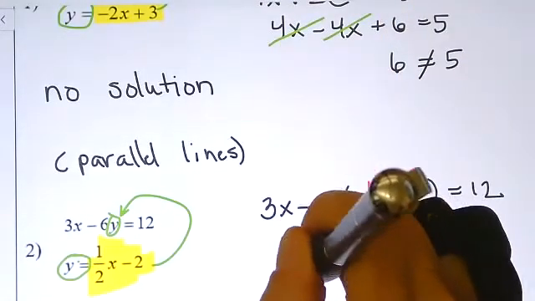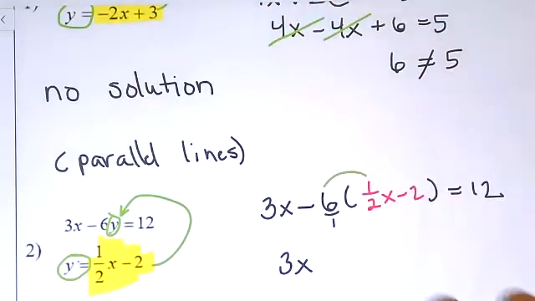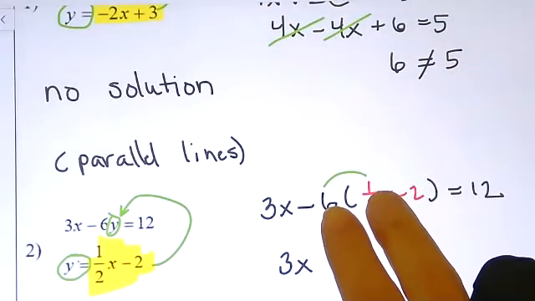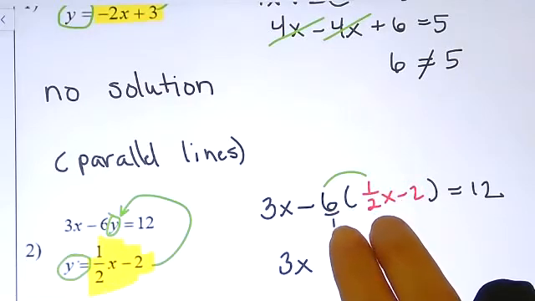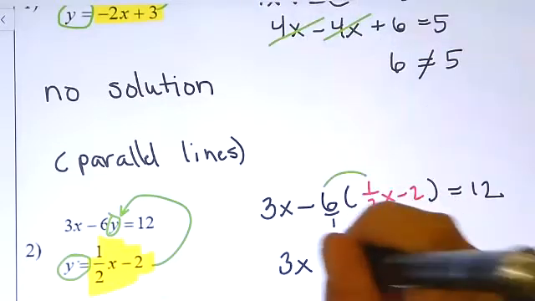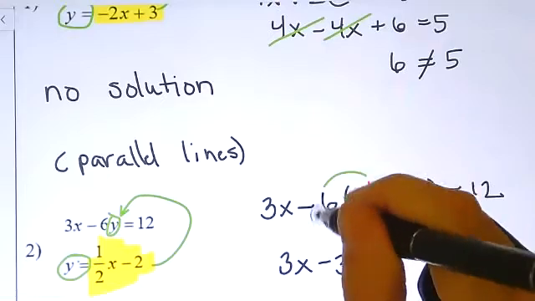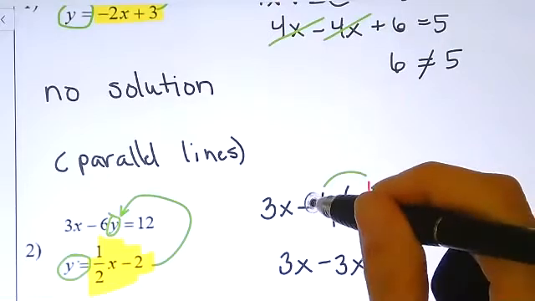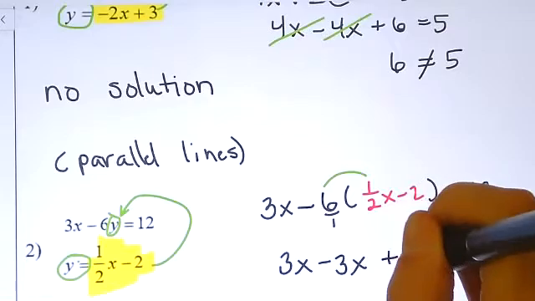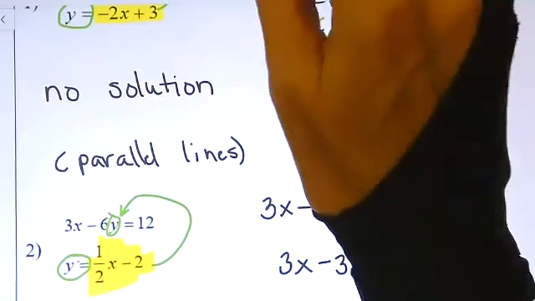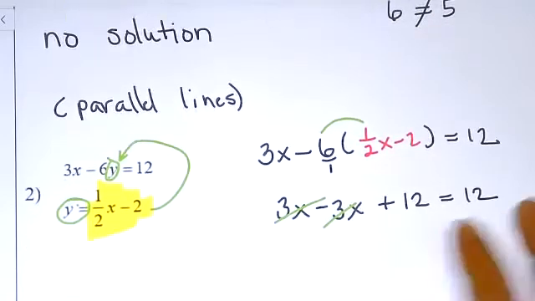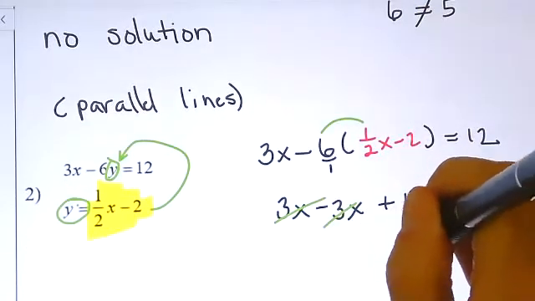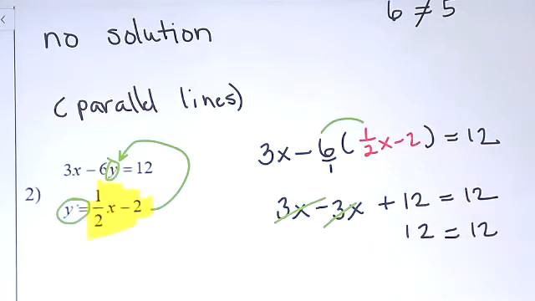Okay, so 3x, distribute right here, I get negative 6 divided by 2. So negative 6 times 1 is negative 6, and then 1 times 2 down here is 2. So this is going to give me negative 3x. Because this is negative, that's positive, so I get a negative. And then negative times a negative is a positive 12. And same thing, 3x minus 3x, that eliminates. The x's are gone. So on the left, I have a 12. On the right, I have a 12.